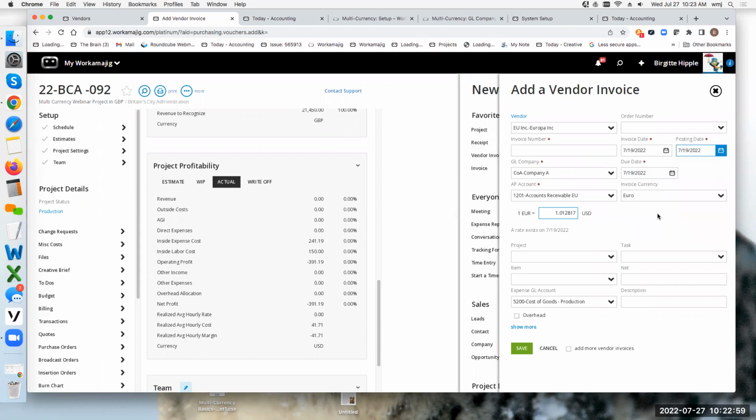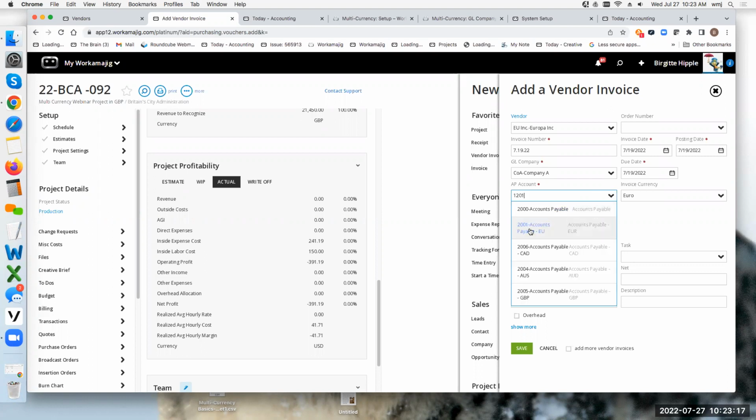Okay, so if I set those invoice dates, and I'll put in, we'll call it 7/19/22, and put it to this project, so this vendor wants to be paid in euros. So if you notice, I'm not sure why that's coming up. I've got the wrong account in there. Accounts payable euro. There we go. Sorry.